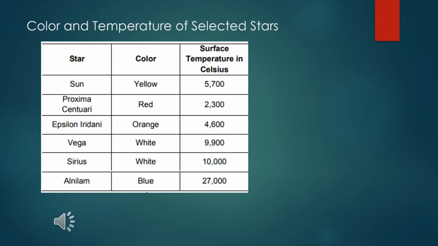Star color ranges from red to blue. The color of the star indicates its surface temperature. The table shows the surface temperature and color of different nearby stars, including the Sun.